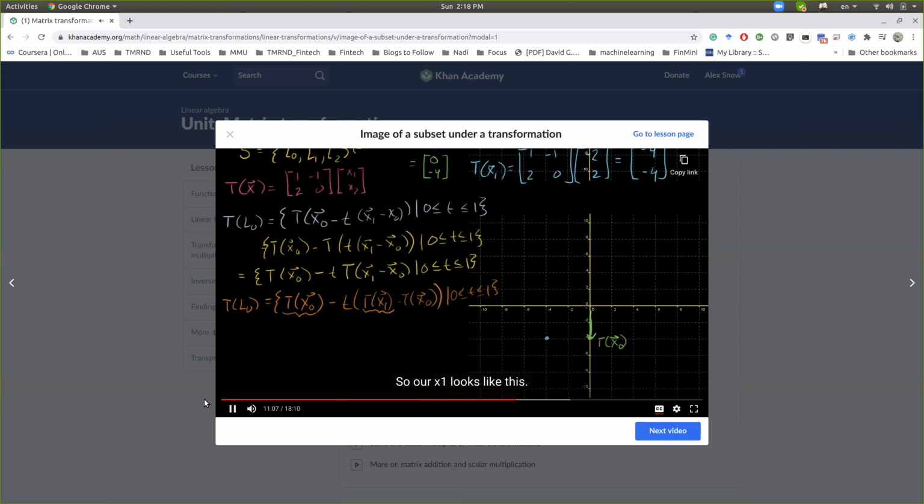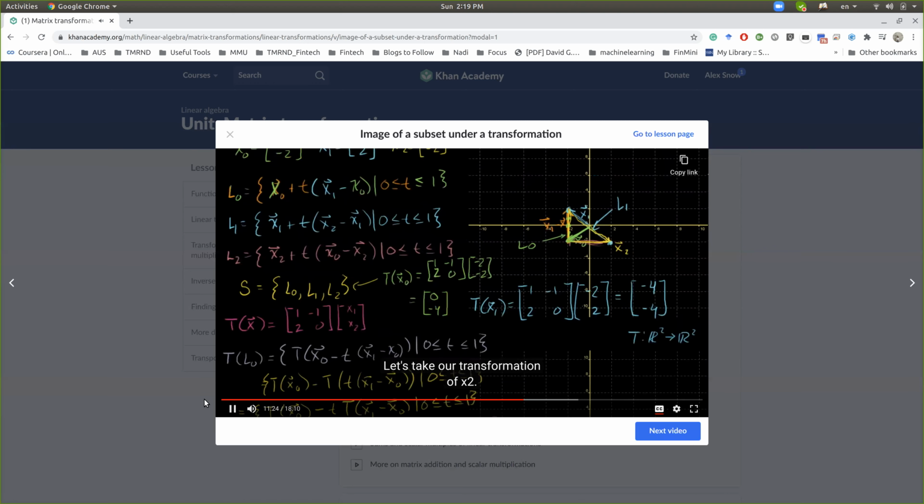So the transformation of x1 is minus 4, minus 4. So our x1 looks like this. Our transformation of x1 is this vector right here in R2. Right, our transformation is going from R2 to R2, so that's why I'm able to draw them both on this nice Cartesian coordinate plane. And we have one left.